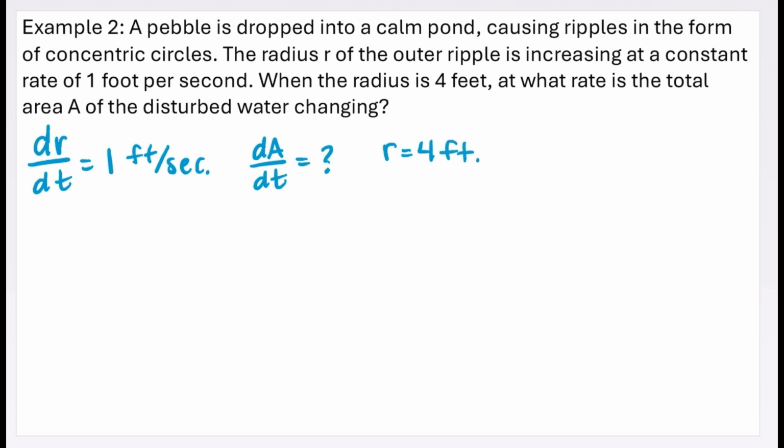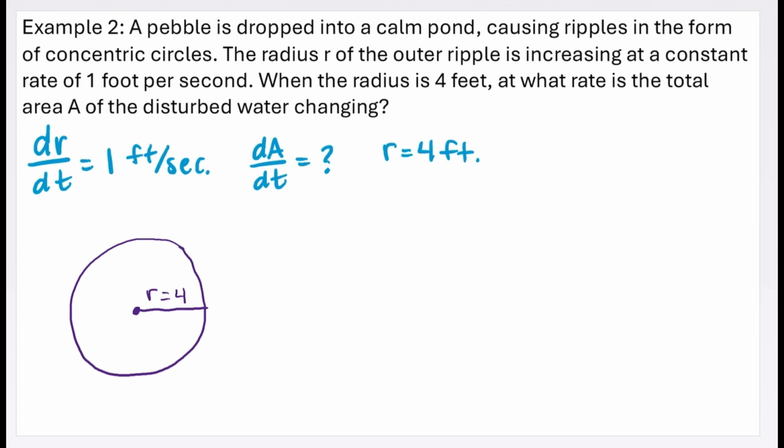Okay, so I'm going to go ahead and draw a little picture here. So I'm just going to draw one circle. I know we have several, but we're talking about the outer circle essentially here. So I have one circle. There would be ripples in the middle, but we're just talking about the outer radius. And we have the radius here. And we're talking about when the radius is 4, what is the area of this whole circle changing by? That's what we're trying to find.